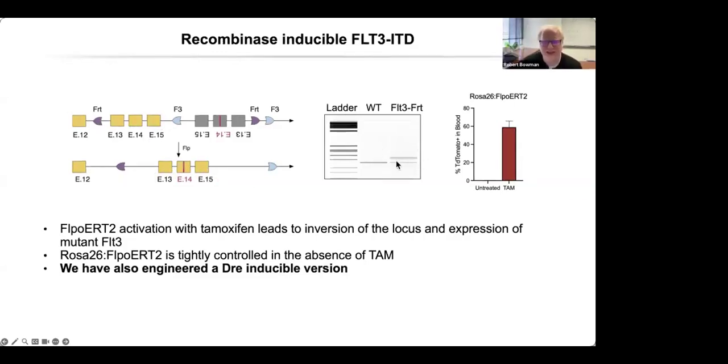You can see a nice PCR here: when we give Flp, that leads to an excision event, and we have an increase in this band size that we expected. We're able to recombine this in about 50% of cells when we give tamoxifen to a tamoxifen-inducible Flpo-ER T2 allele. We can certainly titrate this tamoxifen down to give a more subclonal or smaller mutant burden into the mice. I'll move over this quickly, but we've also engineered a Dre-inducible version of this allele, and that'll come up in a minute as you see how we can combine these different alleles together to model clonal evolution.